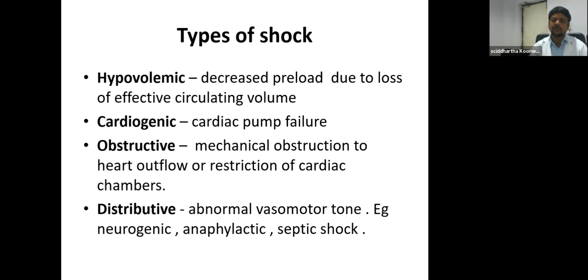Septic shock usually is a combination of different types of shock. The septic shock patient may have hypovolemia due to third space losses, or may have cardiogenic shock features due to myocarditis, or these patients may also have features of distributive shock due to abnormal vasodilatation.